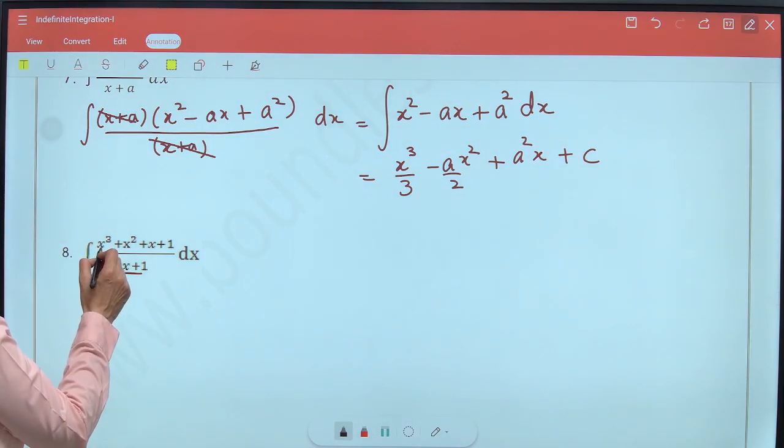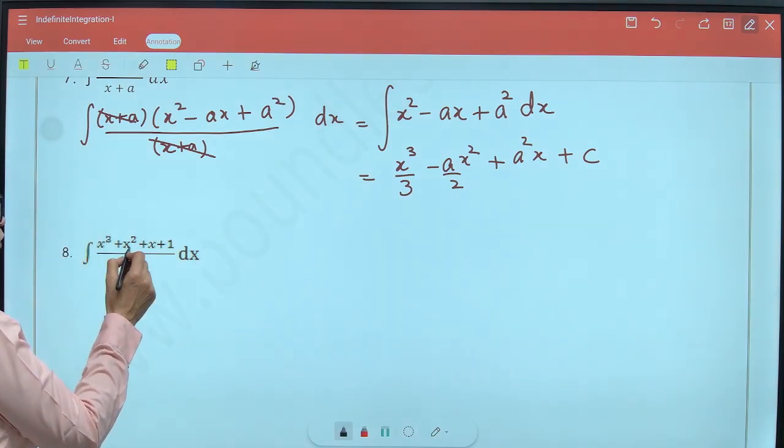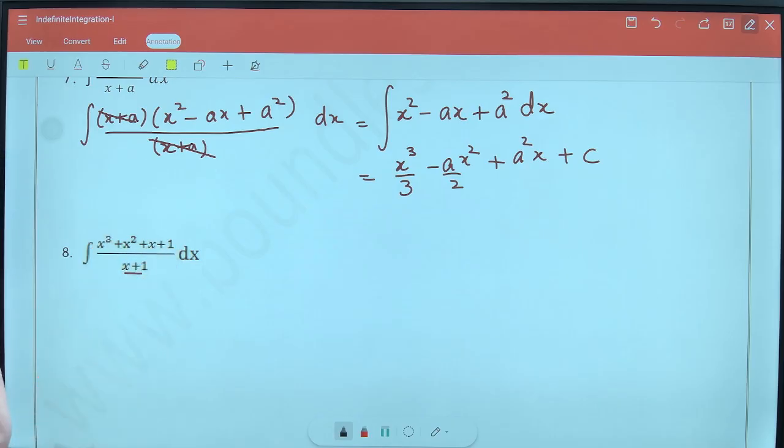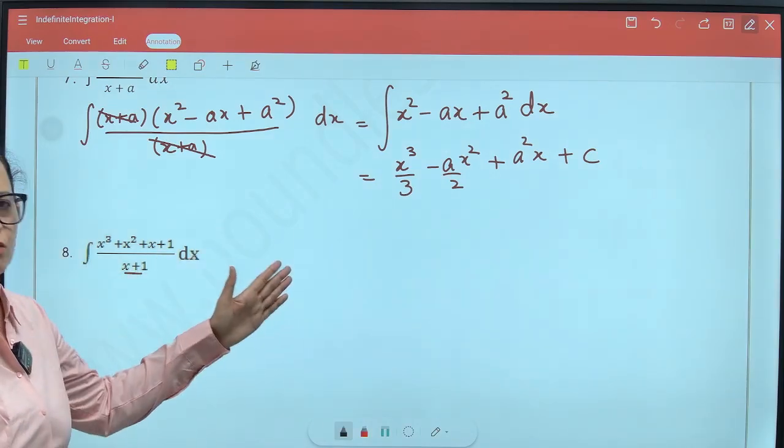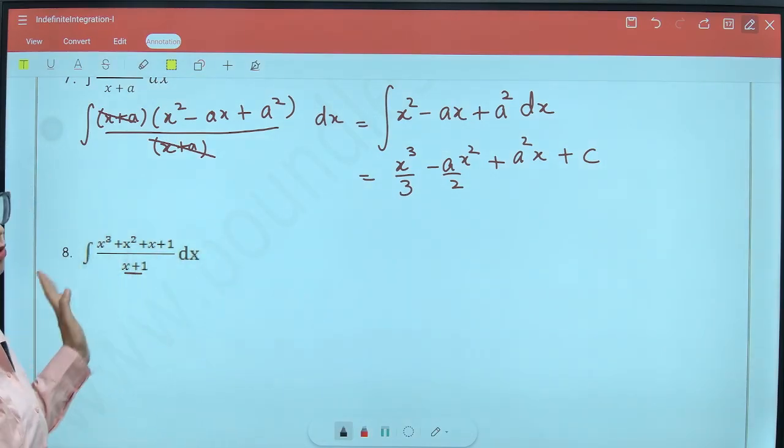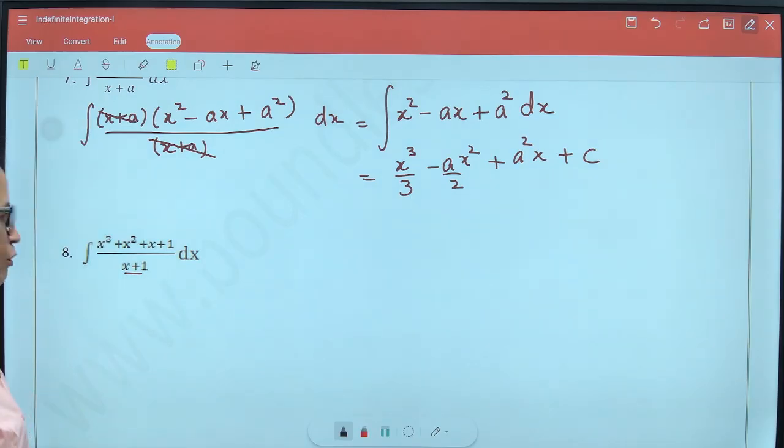So if you put x as minus 1, it becomes minus 1 cubed minus 1 plus 1 minus 1 plus 1, so it becomes 0. That means x plus 1 is a factor of this polynomial. So once you have figured out the first factor, you can do either long division or you can apply the Vedic maths technique to find the second factor of the numerator.